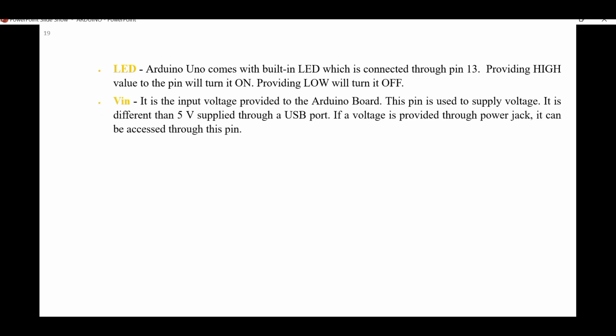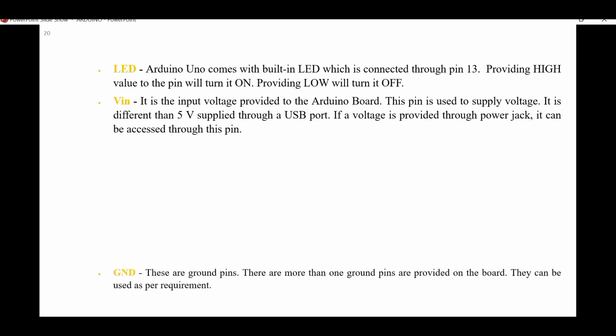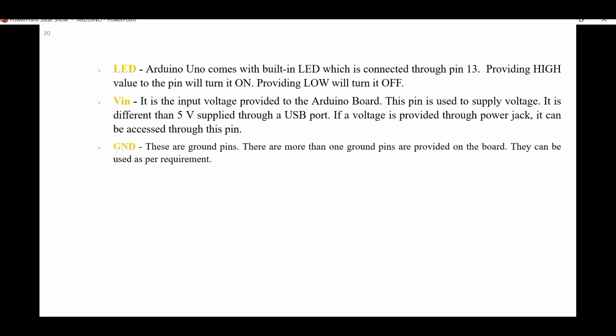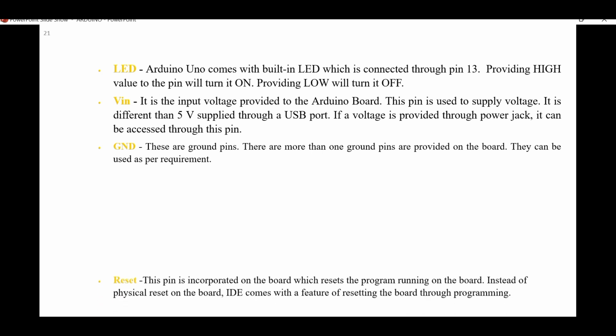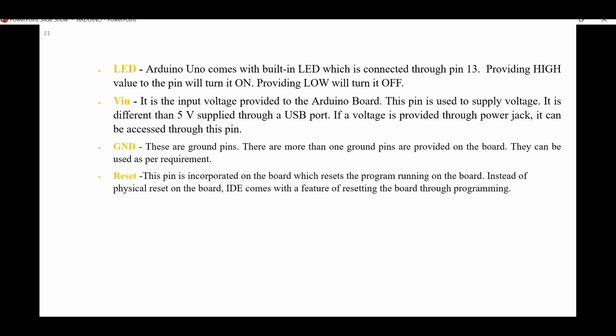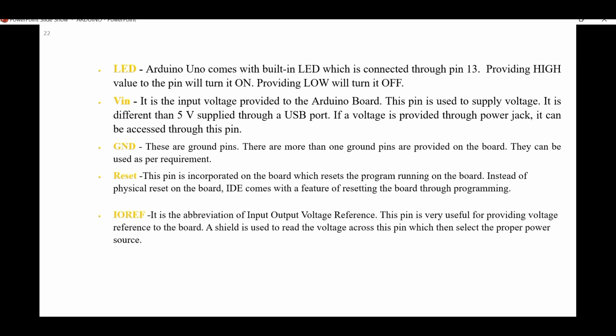And next, Vin means input voltage. Input voltage should be 5 volts. And next, the ground pin. We have ground pins in the Arduino Uno board. And next, the reset pin. The reset pin is used so that whenever a program is running on the board, when we press the reset pin, it will start from the beginning. That means the program will start from the beginning.